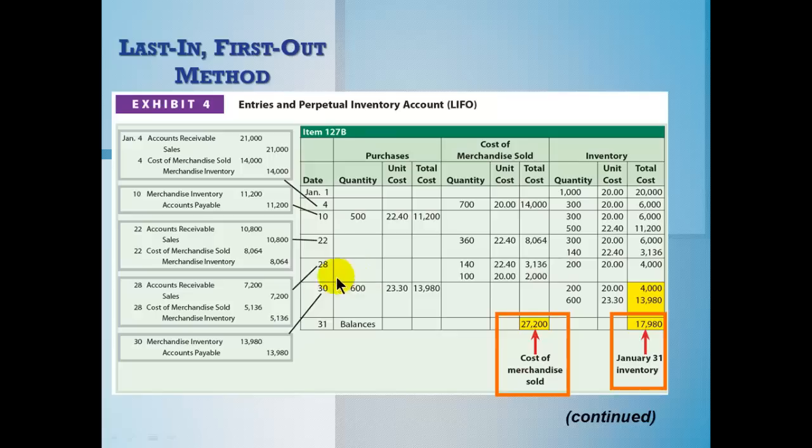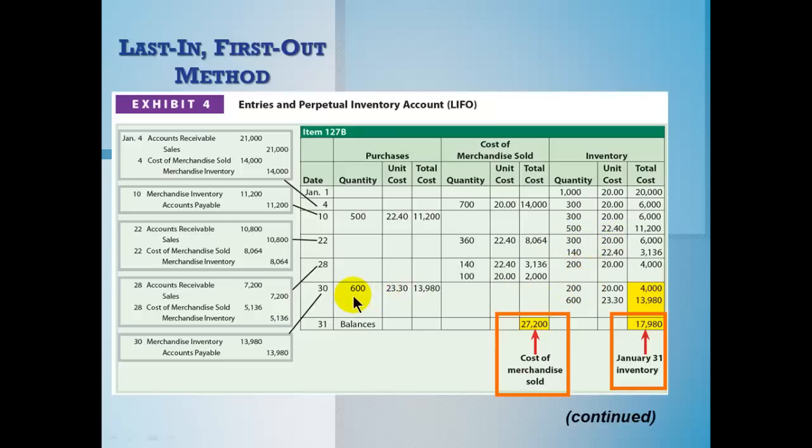I'm going to dip into 100 of those and be left with the 200 units at 20 bucks. Okay, so I had a sale of 240 units at $30. There's my AR of 7,200 and my sales revenue of 7,200. Now this cost of goods sold is coming from right here, because I had to take from my most recent layer, because that's last in, first out. So I looked at that most recent stuff, and all I had to pull from was that 140. Then that left me with 100 to pull out of this layer here of 300 at $20.